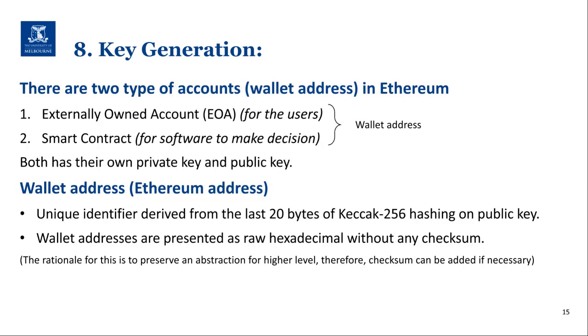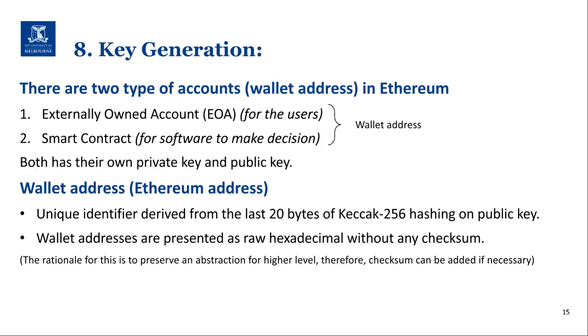In Ethereum, there are two types of accounts, also known as wallet addresses, which are used in cryptocurrency applications. One is called the externally owned account, specifically reserved for the user and representing the user's unique identifier. The second one is called a smart contract, which represents the unique address of the decentralized application. Both the externally owned account and the smart contract have their own private key and public key. The generation of these keys guarantees the strong cybersecurity of Ethereum technologies.